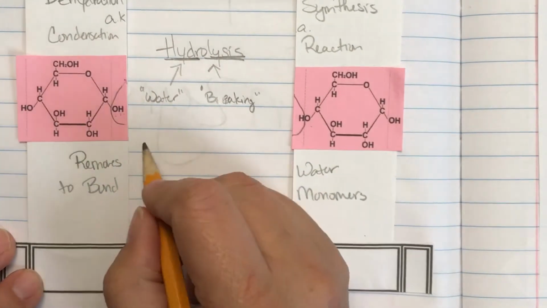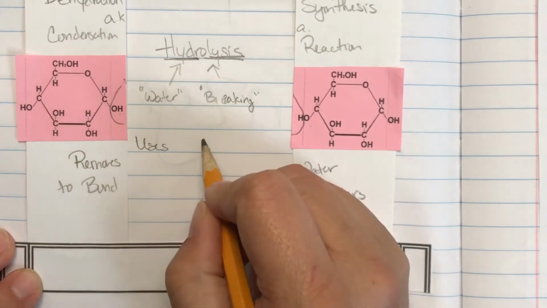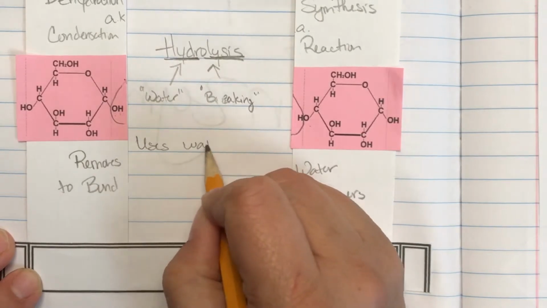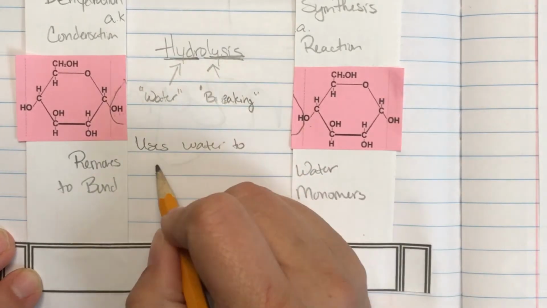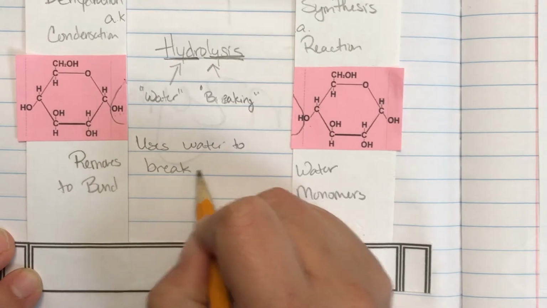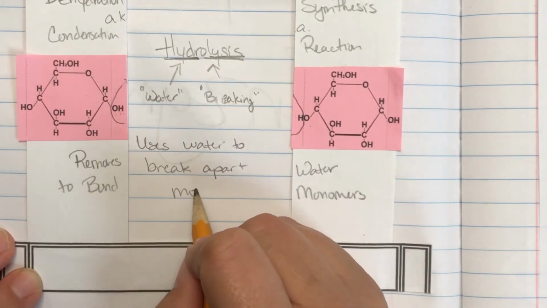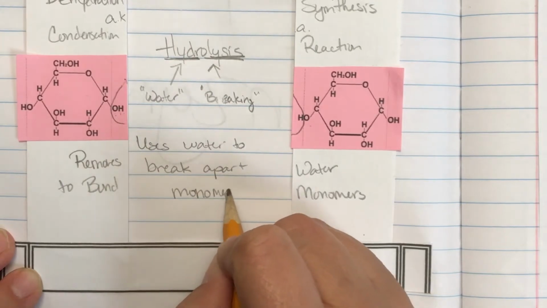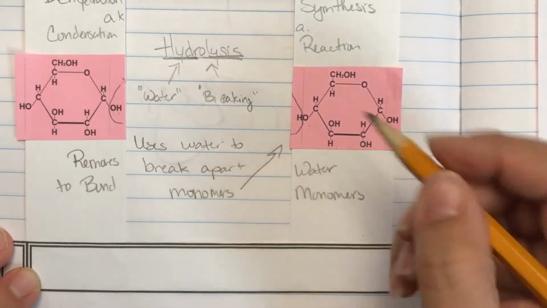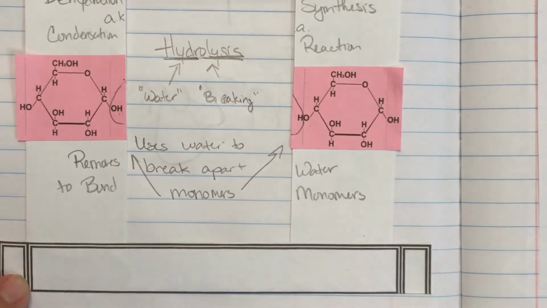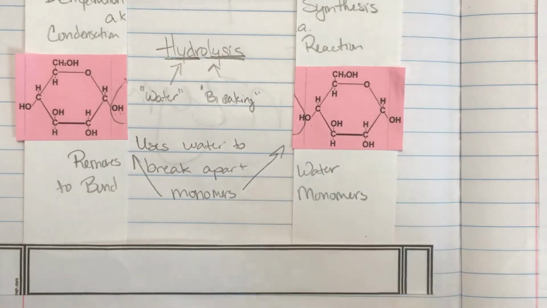And so this one uses water to break apart monomers. And again, those monomers are our two little carbohydrates that we have up here. So this is our concept.